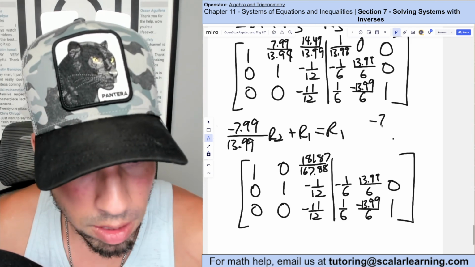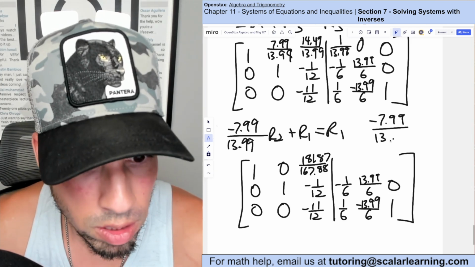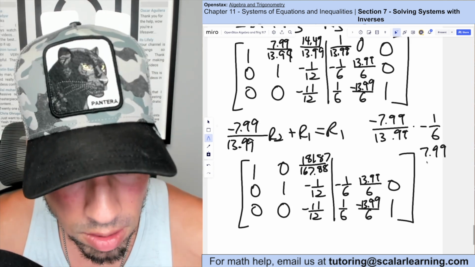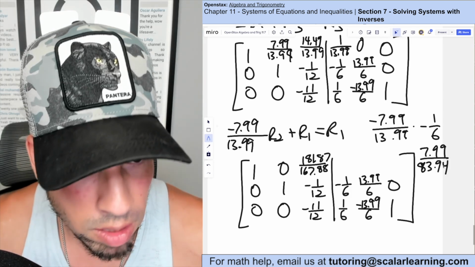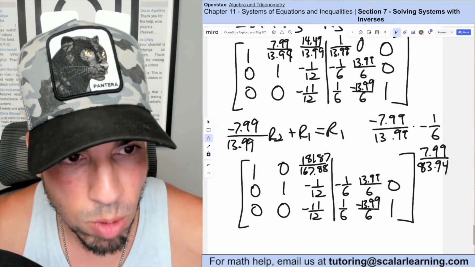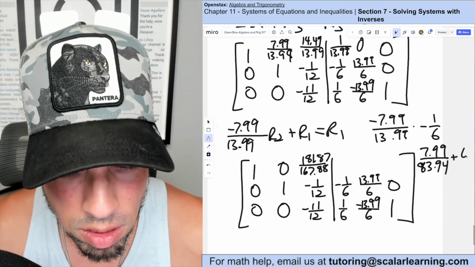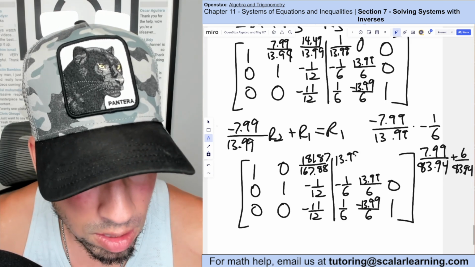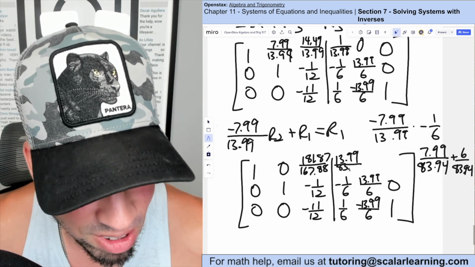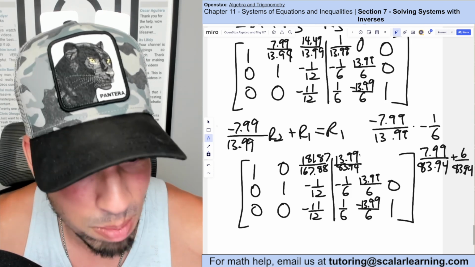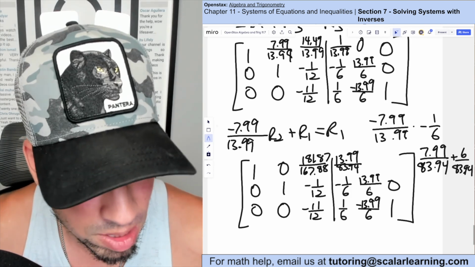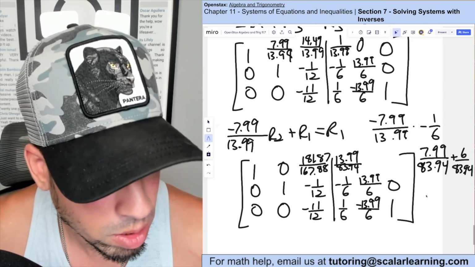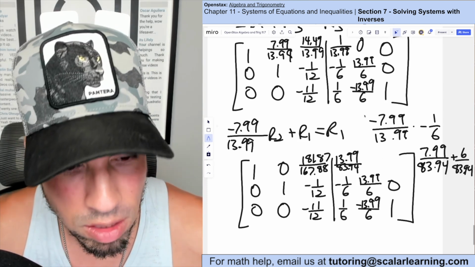Next, we got negative 799 over 1399 times negative 1/6. That's positive 799 over 83.94 plus, if you multiply this by 6 over 6, you're going to get plus 6 over that same denominator, which is going to give us 1399 over 83.94. These numbers are just bad. Okay, then we got this times that. Well, the nice thing here is the 1399s are going to cancel out. And then you're just left with negative 7.99 over 6 added to 0 is just that.